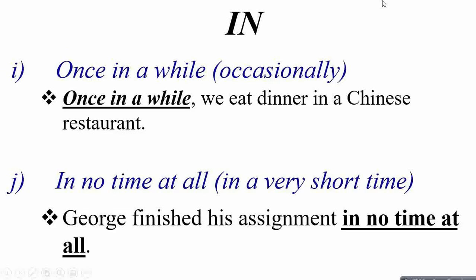Next, once in a while. That means occasionally. The words written in the parentheses are basically the meanings. So once in a while means occasionally. Once in a while, we eat dinner in a Chinese restaurant. We also say sometimes, once in a blue moon. Then another one is in no time at all, which means in a very short time. Example: George finished his assignment in no time at all. Means in a very short time.